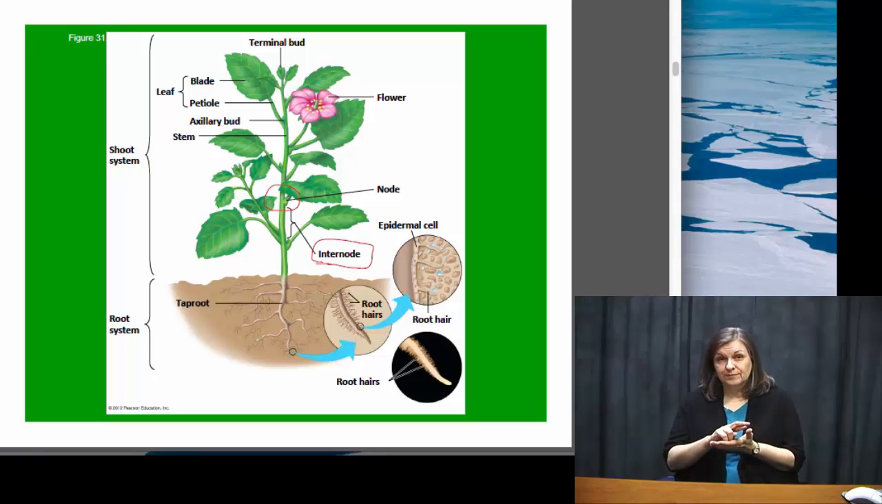As a review, is this plant a monocot or a dicot?